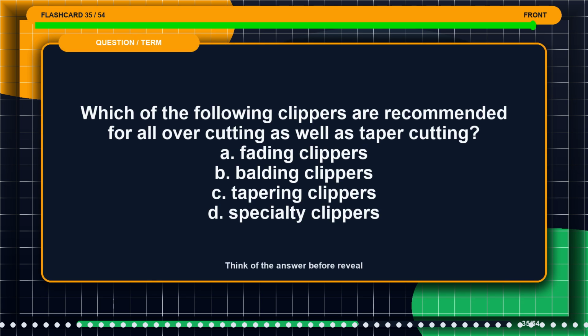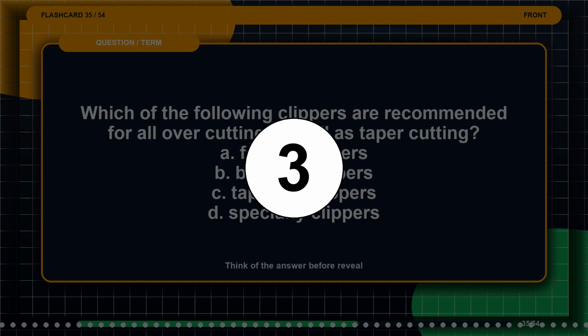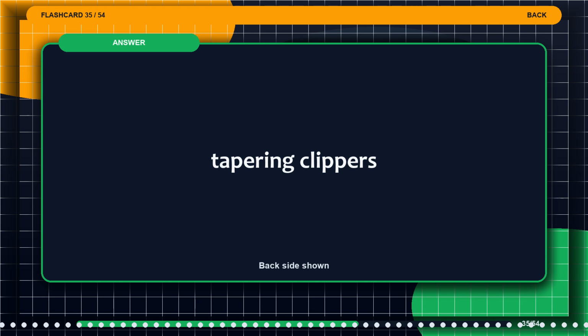Flashcard 35. Which of the following clippers are recommended for all over cutting as well as taper cutting? A, fading clippers; B, balding clippers; C, tapering clippers; D, specialty clippers. Pause and think of the answer before the reveal. The answer is tapering clippers.